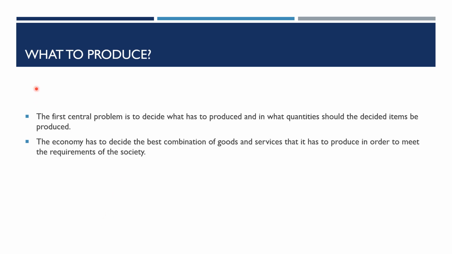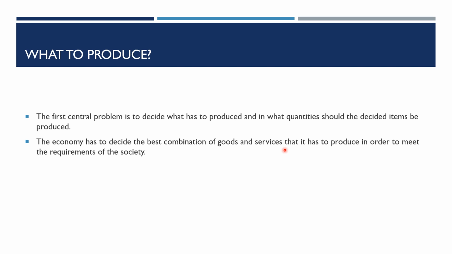The first question is what to produce. An economy has to decide what goods or services have to be produced, and whatever is selected, we need to decide in what quantities the selected goods or services have to be produced. The economy also has to decide the best combination of goods and services to produce in order to meet the requirements of the society.